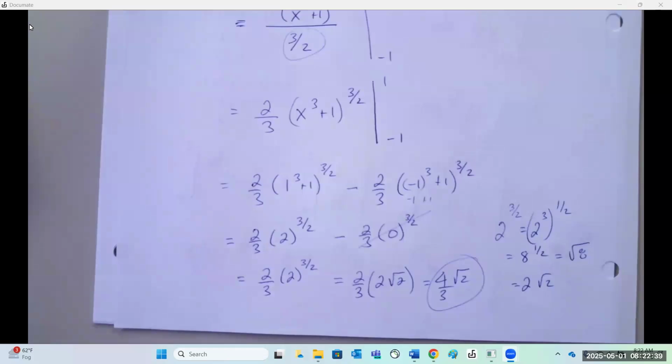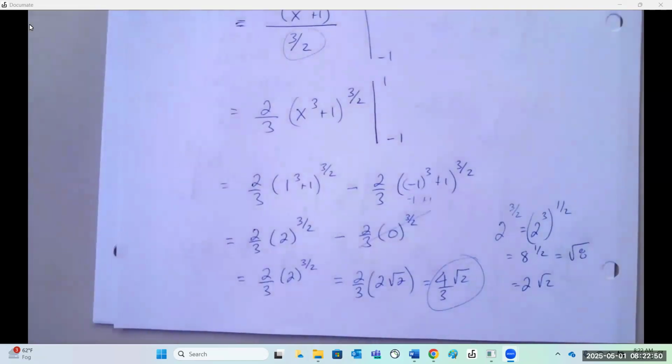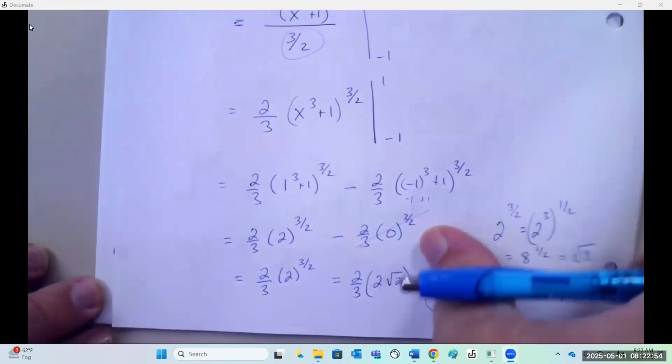Which method was easier? The substitution method is a lot easier. Most of the time, not always. A lot of times in trigonometry, it's a lot easier to use this type. So you have to know how to do both of them. Let's look at another example.